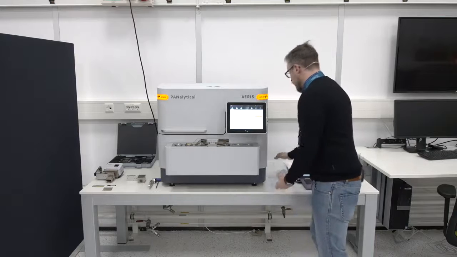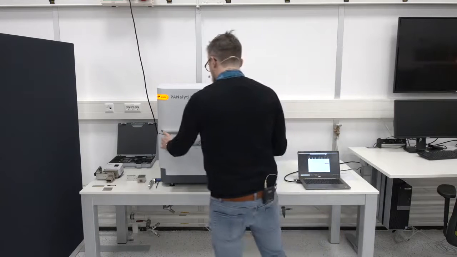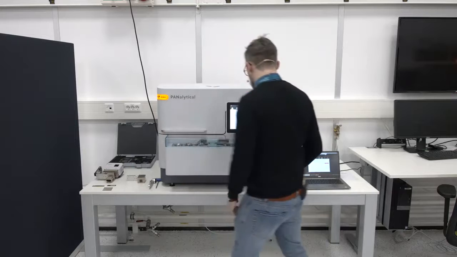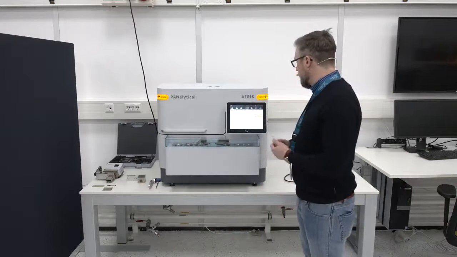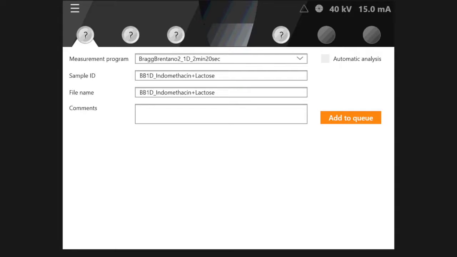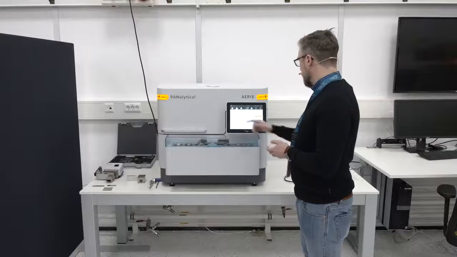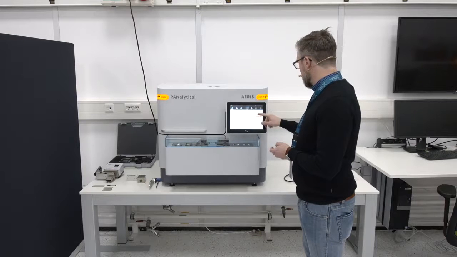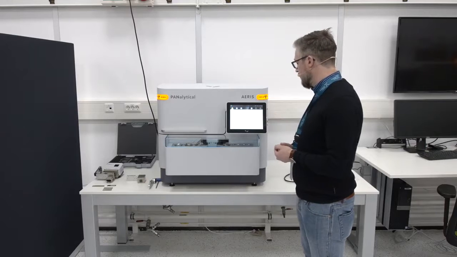In order to protect the samples, I'm just going to mount the cover of our sample changer. I've pre-prepared two measurement programs. The Bragg-Pentano measurement program is going to take roughly 2 minutes, 20 seconds, and the transmission measurement program is going to take 5.5 to 6 minutes. Now I'm going to start the first measurement here.